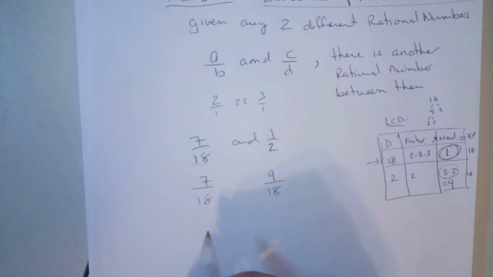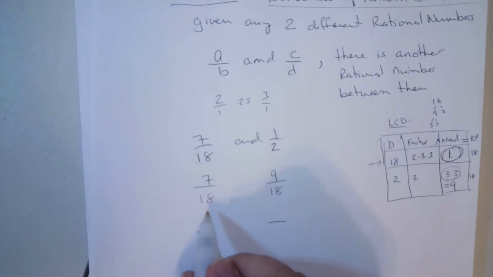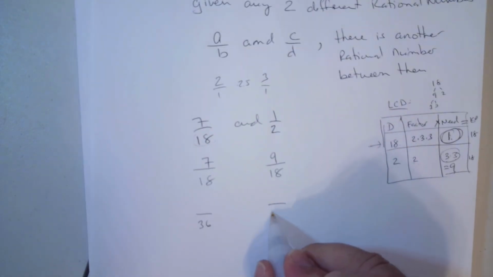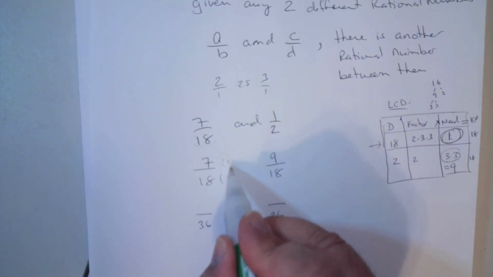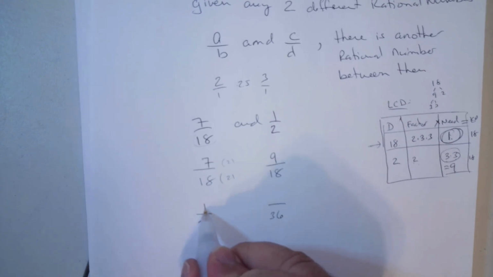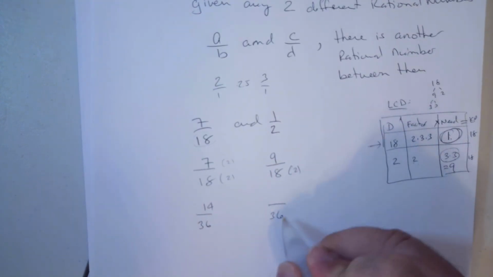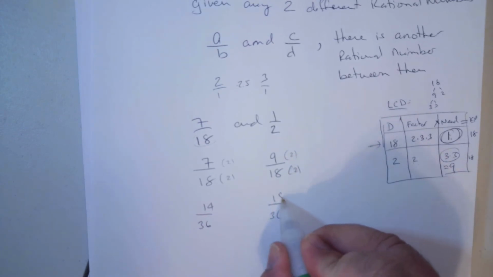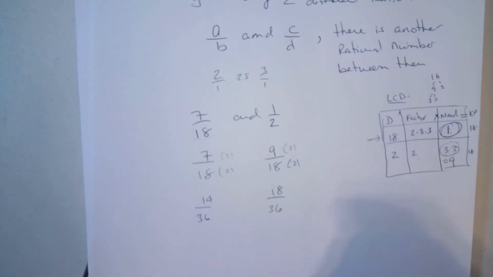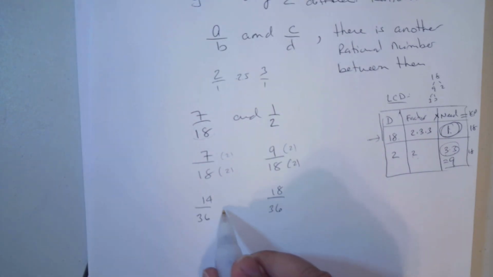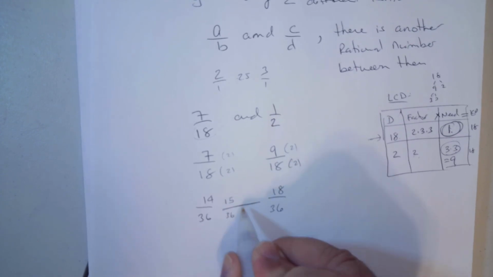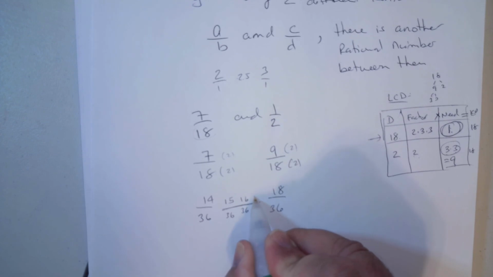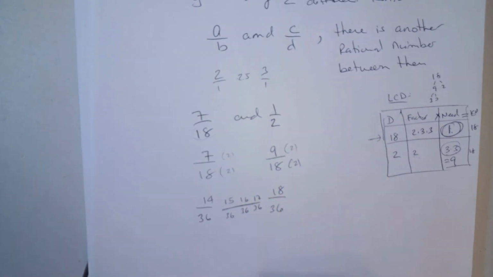Let's double the bottom. 18 times 2 is 36. 18 times 2 is 36. Since we multiply the bottom by 2, we have to multiply the top by 2. But remember, it has to be 1. 7 times 2 is 14. 9 times 2 is 18. So between here, we have 15 over 36, 16 over 36, and 17 over 36. If we need more, we keep on going.